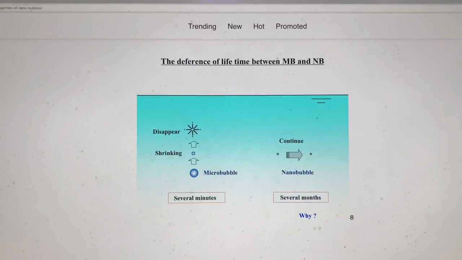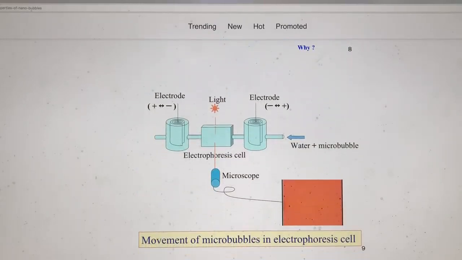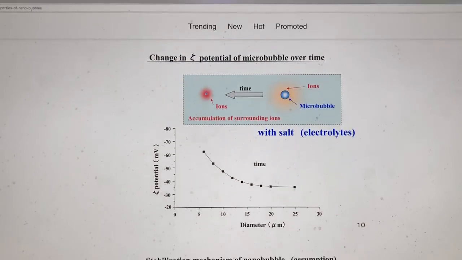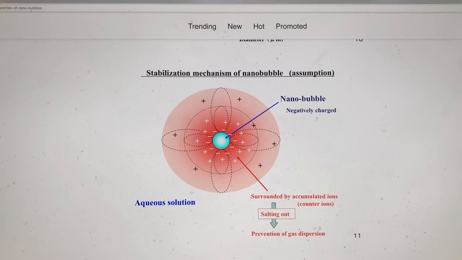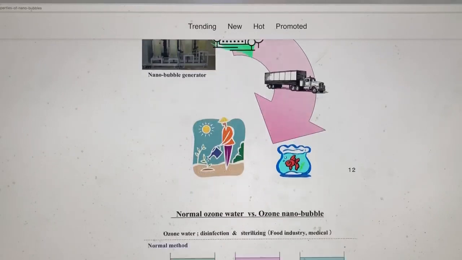Again, nanobubbles can remain in water for months as a dissolved gas, depending upon what gas you use. Could be dissolved oxygen, dissolved hydrogen. And they have all these different tests. And this is just a quick run through.